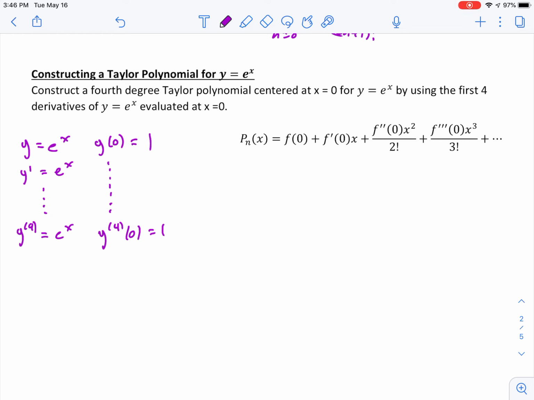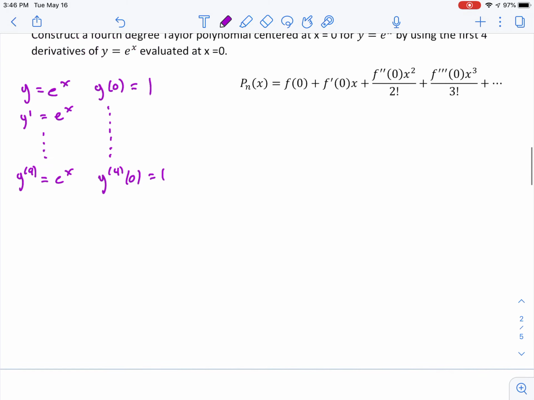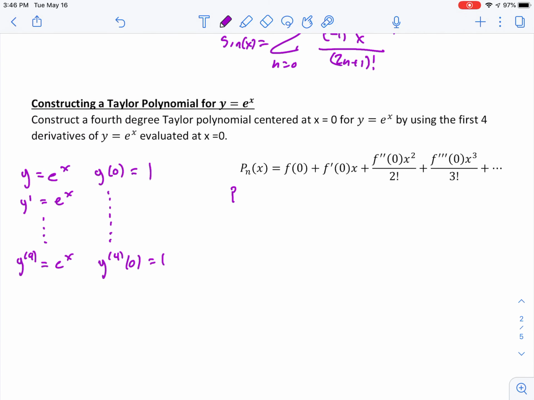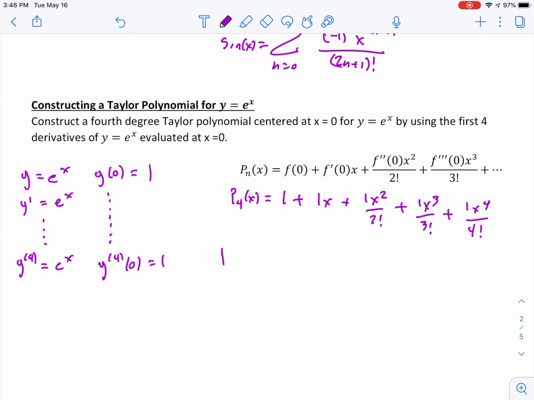So constructing it, we wanted a fourth degree Taylor polynomial. So our fourth degree Taylor polynomial for e to the x would just be 1 plus 1x plus 1x squared over 2 factorial plus 1x cubed over 3 factorial plus 1x to the fourth over 4 factorial. And we obviously don't need those ones, so we can imagine this is going to be 1 plus x plus x squared over 2 factorial plus x to the third over 3 factorial plus x to the fourth over 4 factorial.